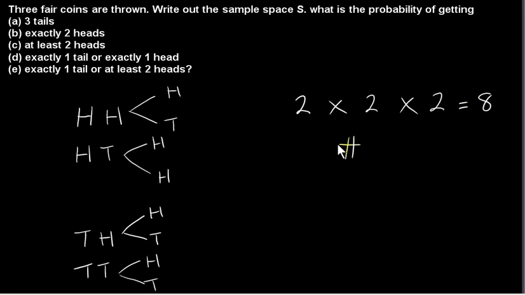So we know that the number of elements in the sample space is 8. The number of outcomes is 8.